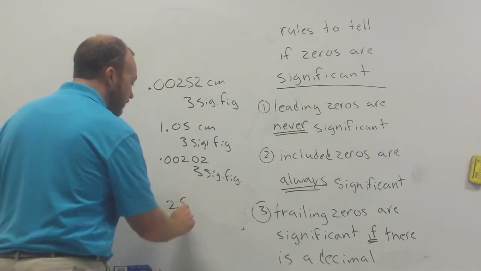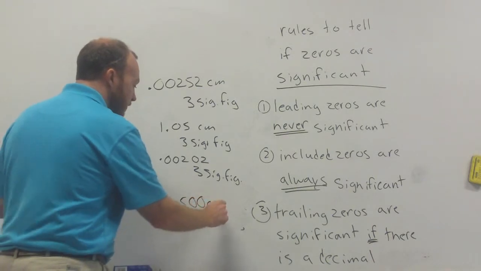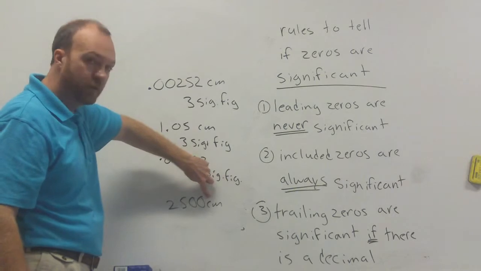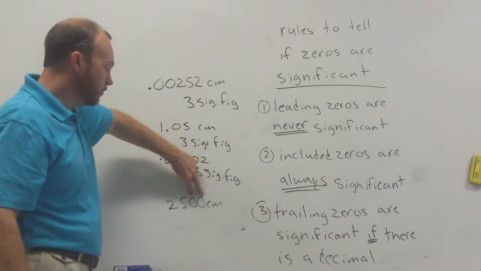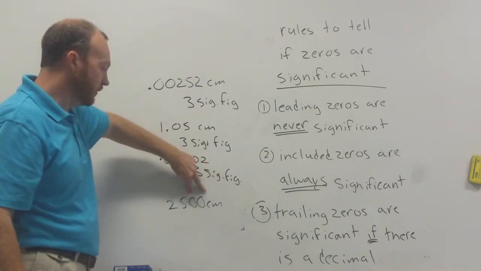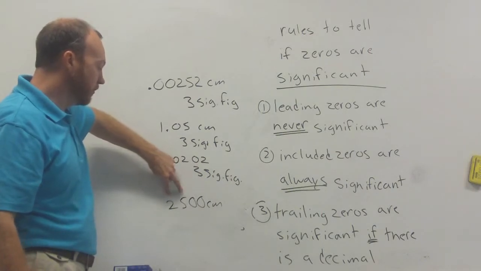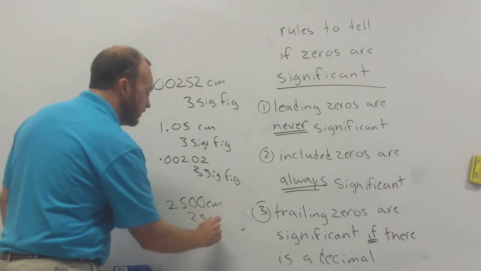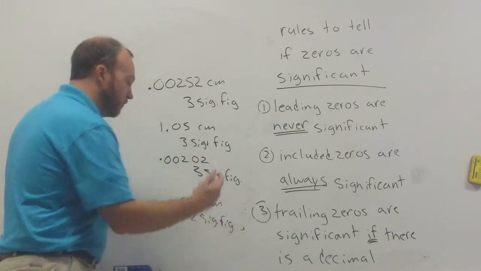So let's say I have this measurement. Here are 2 zeros at the end. They are trailing. There's not a decimal written down. So therefore, they are just placeholders. These are not significant. So these tell us about our measurement. We measured this, we estimated that. So this measurement has 2 significant figures.